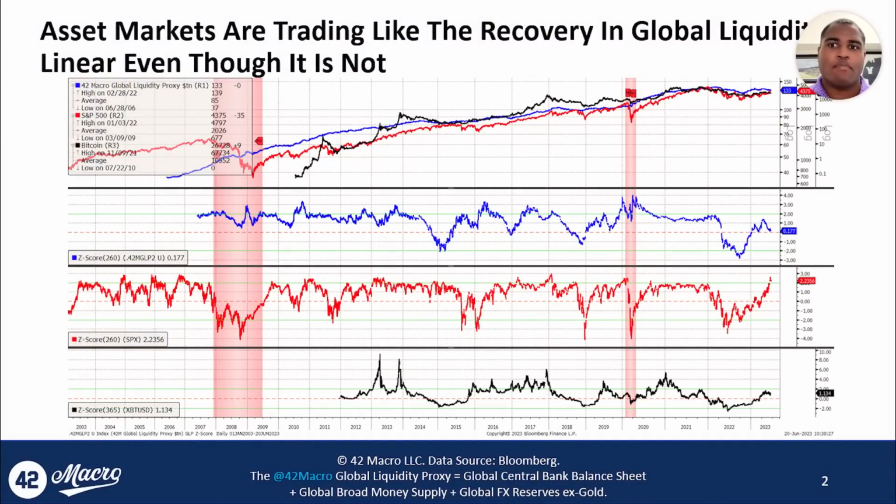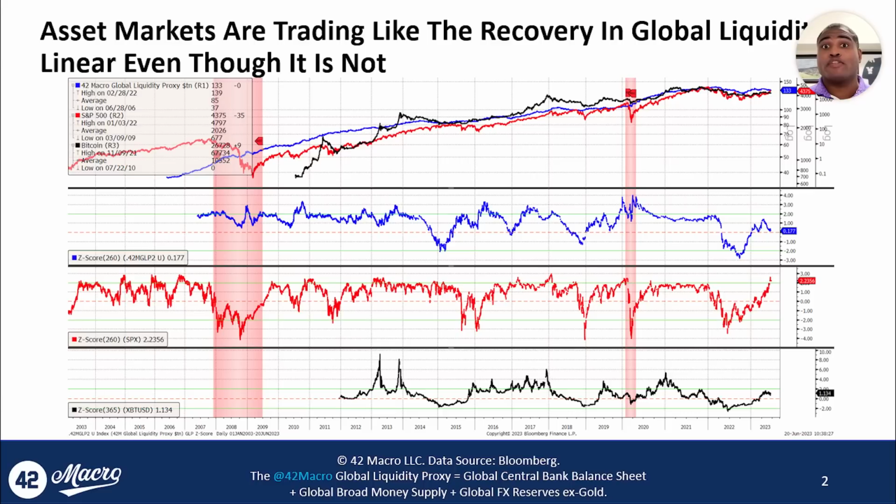Yeah, great question. So the next chart we have for the viewers, we have our global liquidity proxy in the top panel with respect to the S&P 500's price and the Bitcoin price. And what we show in the second, third, and fourth panels there is a trailing 1 year Z-score study. So we're normalizing these measures to make them a little bit more comparable.